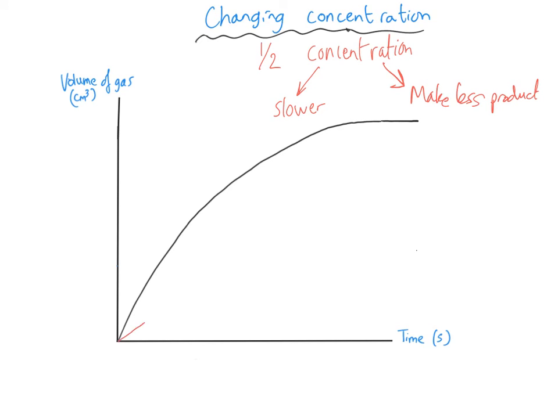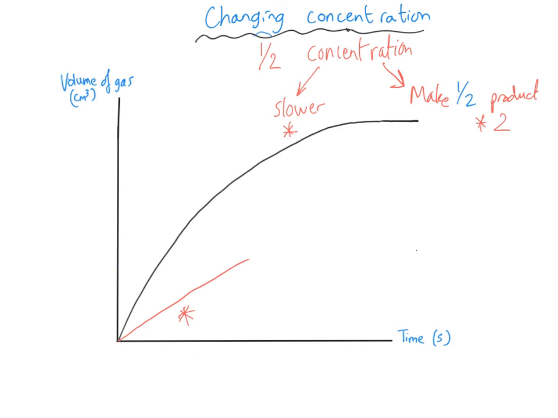So here's our 2 points. First of all, it's going to be slower. So that's point number 1. And secondly, we're going to make less product. So that's going to be point number 2. Now, we can be even more specific than say make less product. So I'm going to get rid of that. We're going to make half the amount of product that we made in the previous line.